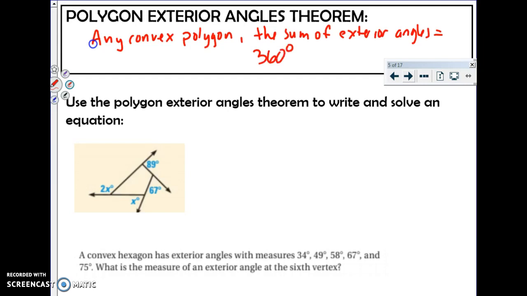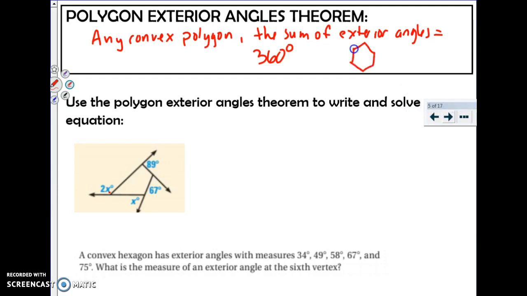So if you look at the picture below, or actually maybe I can draw one in here for you. So let's see what I can draw here. All right, I got a good little hexagon going. So when we're talking exterior angles, we're talking exterior angles on one side if you draw a line. So like here's an exterior angle, that one, that one, that one, that one, and that one. So all those angles are outside of my hexagon, and those are the angles we're talking about.